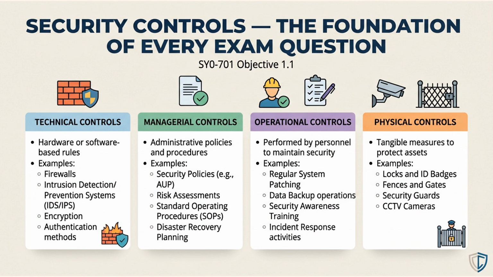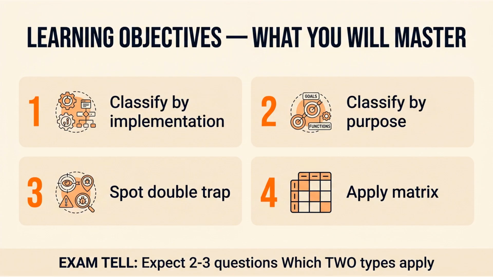Let's dive deep. By the end of this 30-minute deep dive, you will be able to do 4 things. First, classify any security measure by how it's implemented. Is it technical, managerial, operational, or physical? Second, classify it by why it exists. Is it preventive, detective, deterrent, corrective, compensating, or directive?